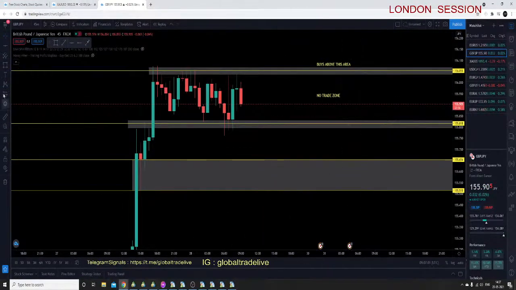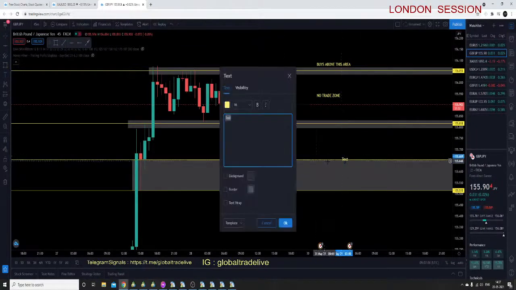So yeah, we have our sell area here, sells below this area.